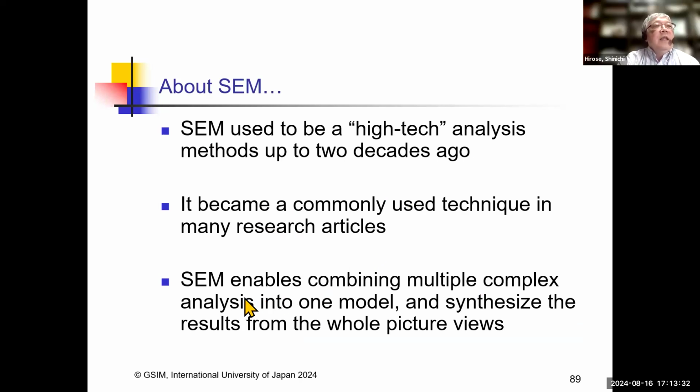And it enables combining multiple complex analyses into one model. As we have seen, we combined price, miles per gallon, and weight, three variables together in one model, which was not possible in the case of regression or correlation.